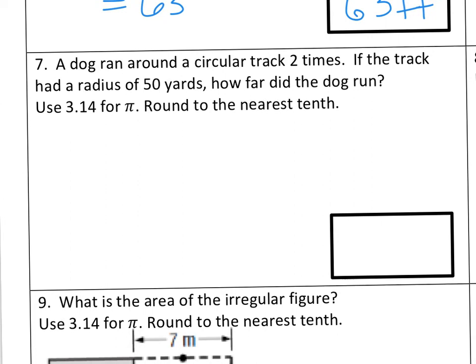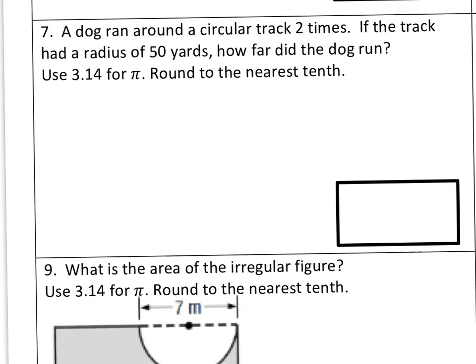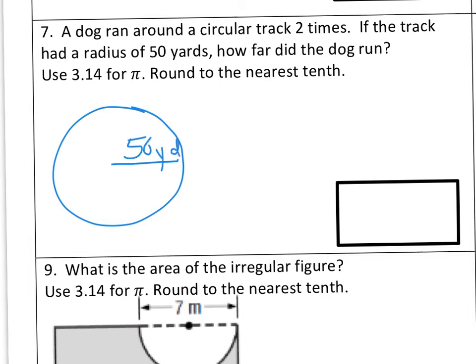It says a dog ran around a circular track 2 times. If the track had a radius of 50 yards, how far did the dog run? Use 3.14 for pi and round to the nearest tenth. Well, first off, I need to draw myself a circle because I need to see this versus just seeing the words. So there's a circle, and it says it has a radius of 50 yards. Okay. And the dog runs around 2 times.